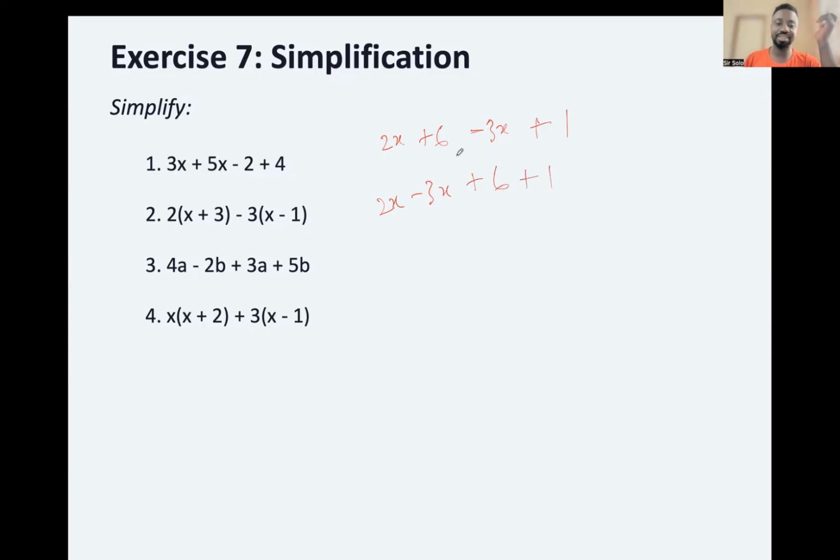Now, 2x plus 6 minus 3x plus 1, right? That gives us minus x plus 7. Good. So this one, that's it. Now let's move on to 4a minus 2b plus 3a plus 5b.